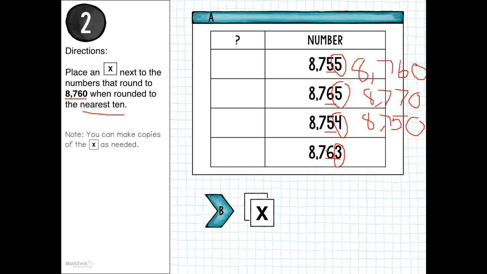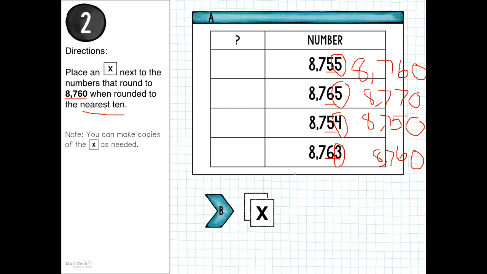The last one is 8,763. I underlined the 6 in my tens place. I circled the 3 in the ones place to determine if this needs to stay the same or climb the vine. Since this is 0 to 4, my 6 is going to stay the same. The digits to the left will also stay the same. And the digits I circle and the ones to the right become a 0. So this answer would be 8,760.